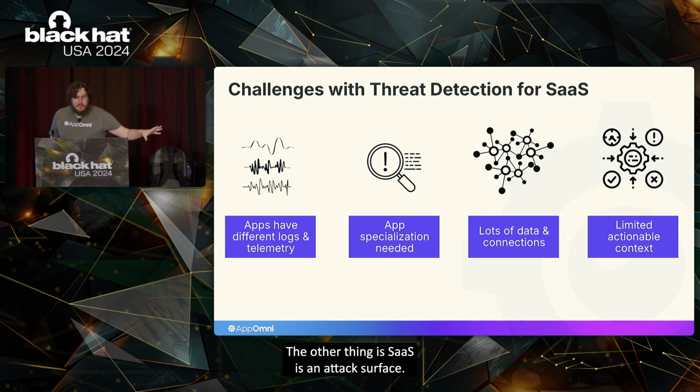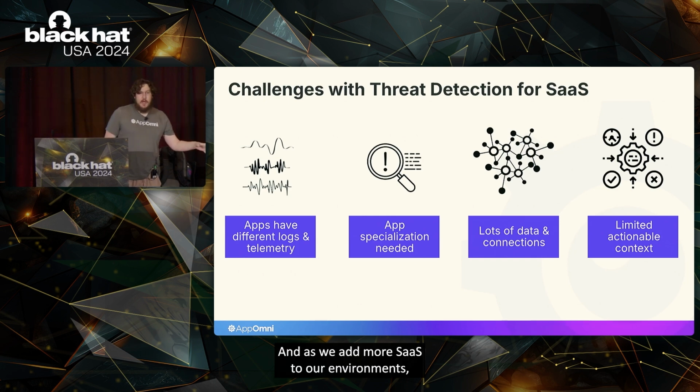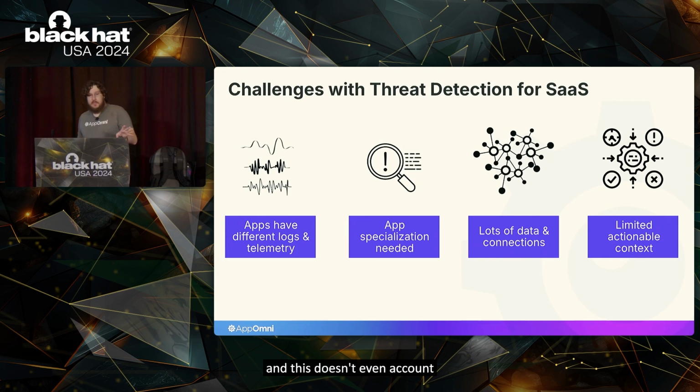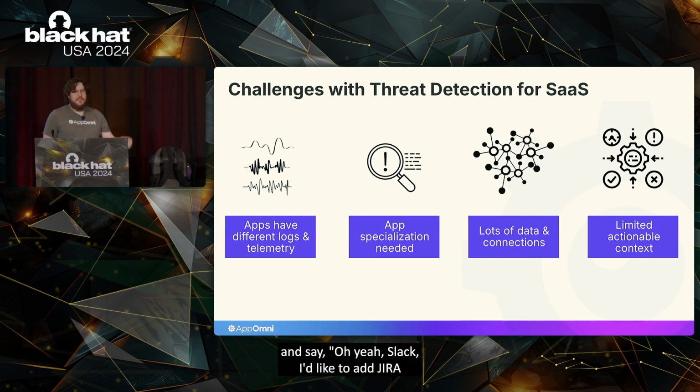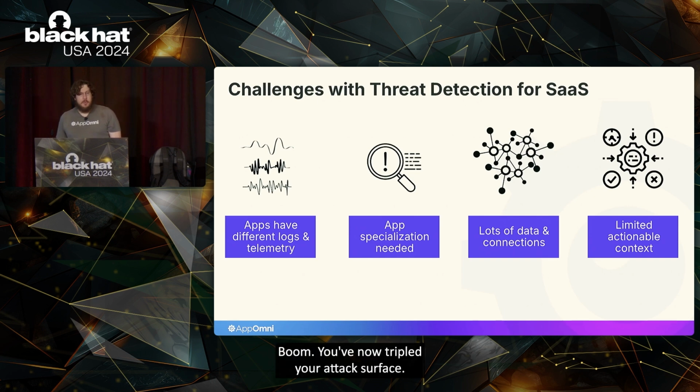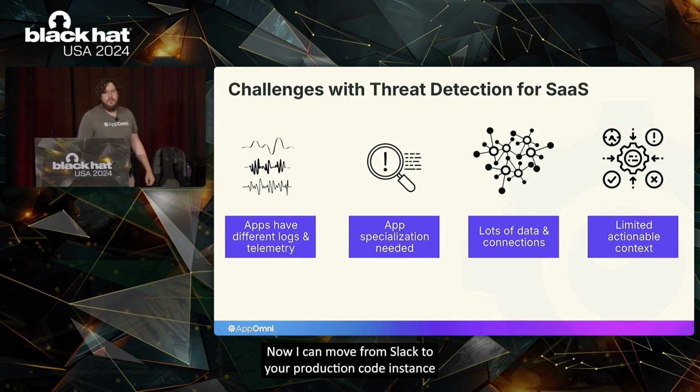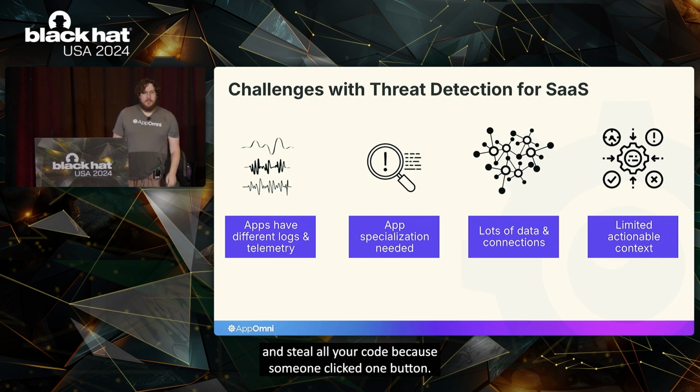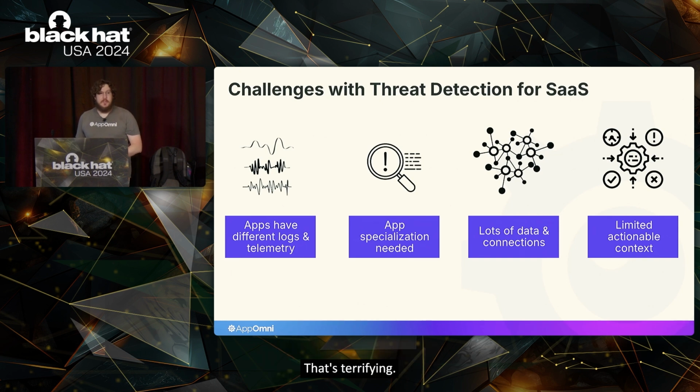The other thing is, SaaS is an attack surface. And as we add more SaaS to our environments, and this doesn't even account for third-party SaaS applications where you get an OAuth prompt and say, oh yeah, Slack, I'd like to add Jira to my Slack, or yeah, Jira, I'll add GitHub to you, that's cool. Boom, you've now tripled your attack surface. Now I can move from Slack to your production code instance and steal all your code because someone clicked one button. That's terrifying.